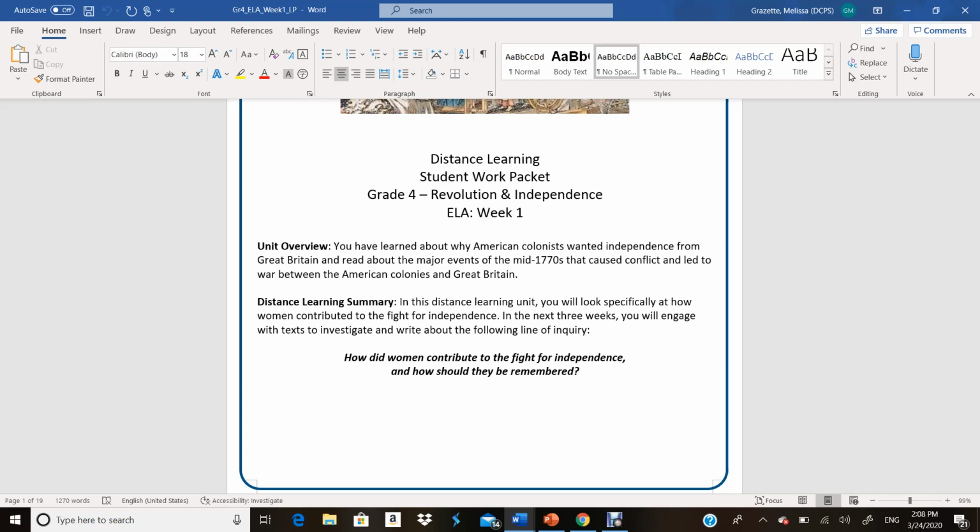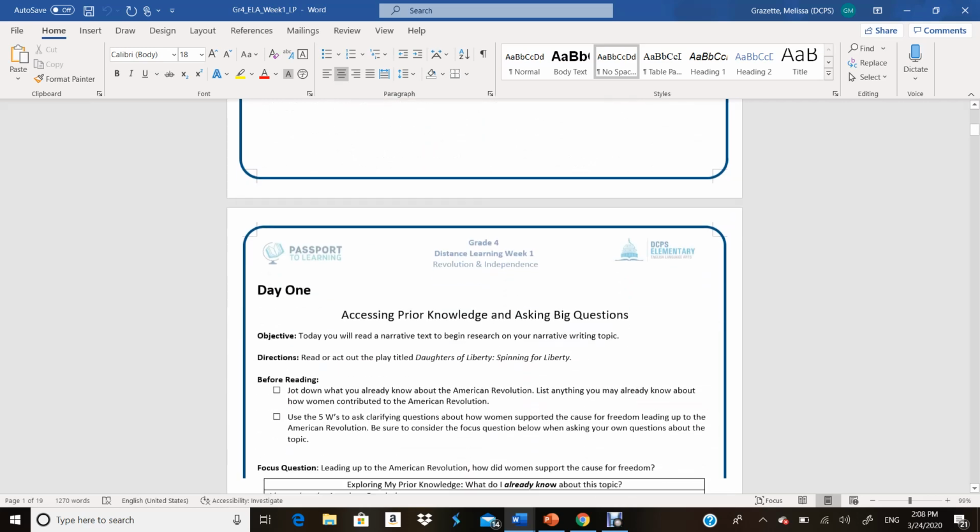In the next 3 weeks, you will engage with texts to investigate and write about the following line of inquiry. Now, inquiry just means a question. So, in the next 3 weeks, we're going to read and investigate and write about the following question. How did women contribute or help the fight for independence, and how should they be remembered?